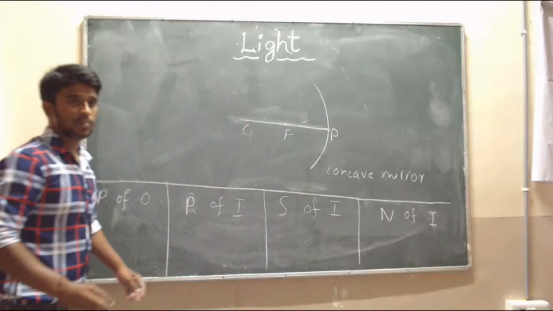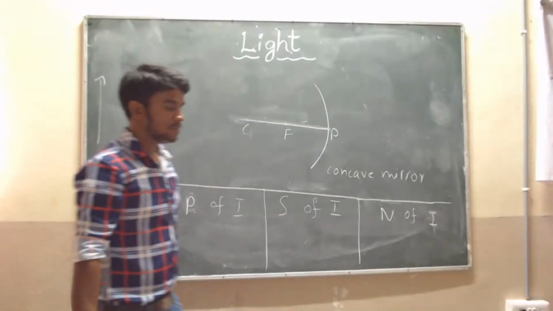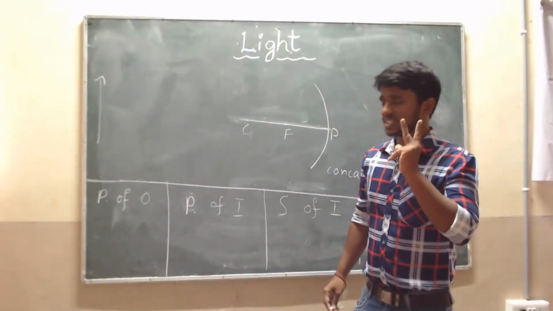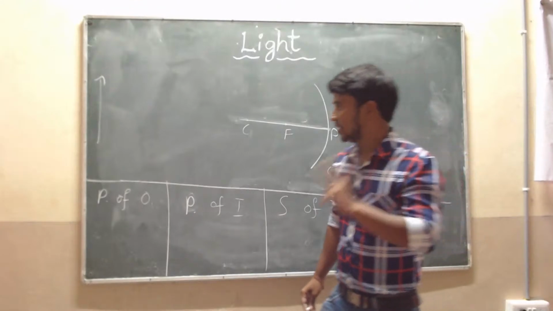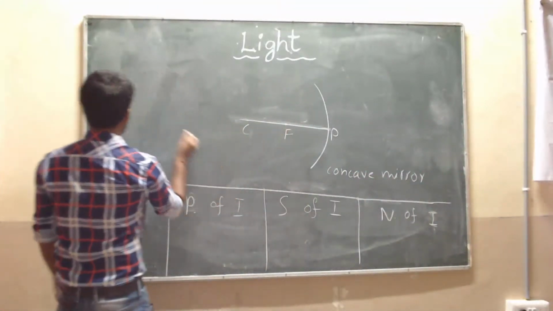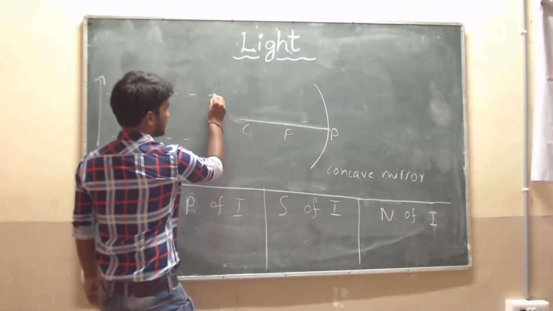See, first I will keep the object at infinite distance. Here, just consider two rays. Now those two rays are parallel to the principal axis. The rays are coming from infinite distance.